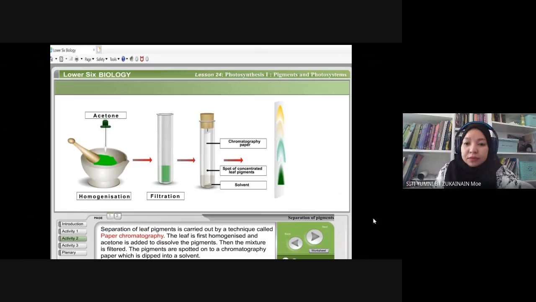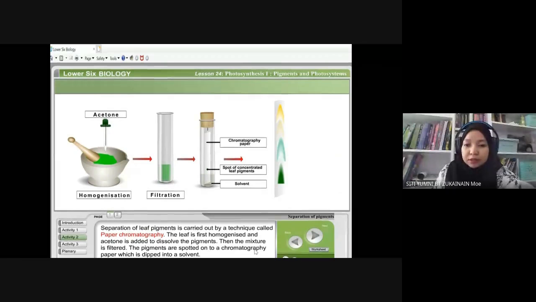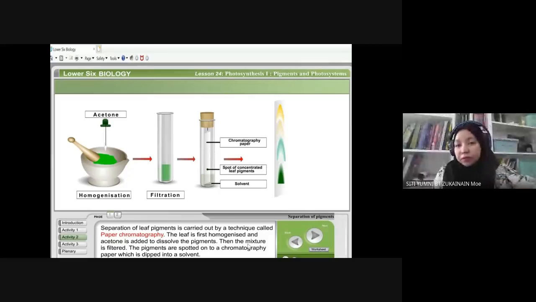As you know, we are using leaves for photosynthesis. If we want to study the pigments inside the leaf, because the leaf contains chloroplast, you need to conduct this practical. First, separation of leaf pigments is carried out by a technique called paper chromatography. We will conduct this experiment later when we are in the school.